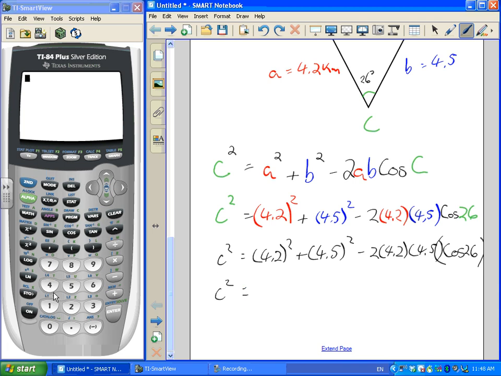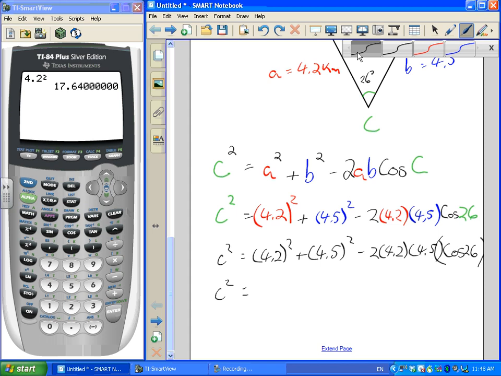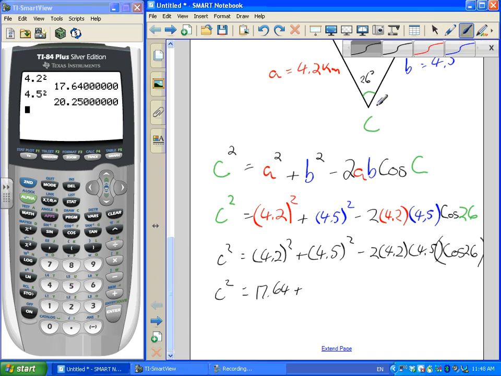So C squared is equal to 4.2 squared, 17.64, plus 4.5 squared, which is 20.25, subtracted by, now this says 2 times 4.2 times 4.5, technically times cos 26. I'm going to kind of do this in 2 steps. I'm going to solve for the 2 times, actually no, I'm going to solve for the cos 26 first. Maybe that'll help with the confusion that many people get.